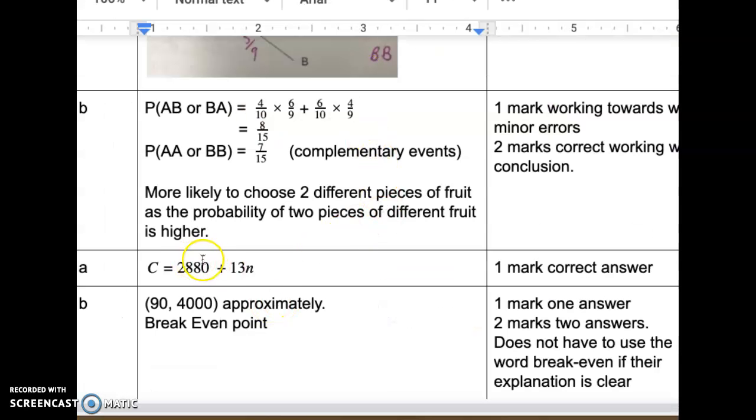The answer for that one was the fixed cost 2,880 plus 13n is equal to your C. Your n is your independent variable. Your C on the y-axis is your dependent. Be careful with your writing. Some of you started to get a bit sloppy with your 8s, and in fact you misread your own writing further down. You need to be very careful.